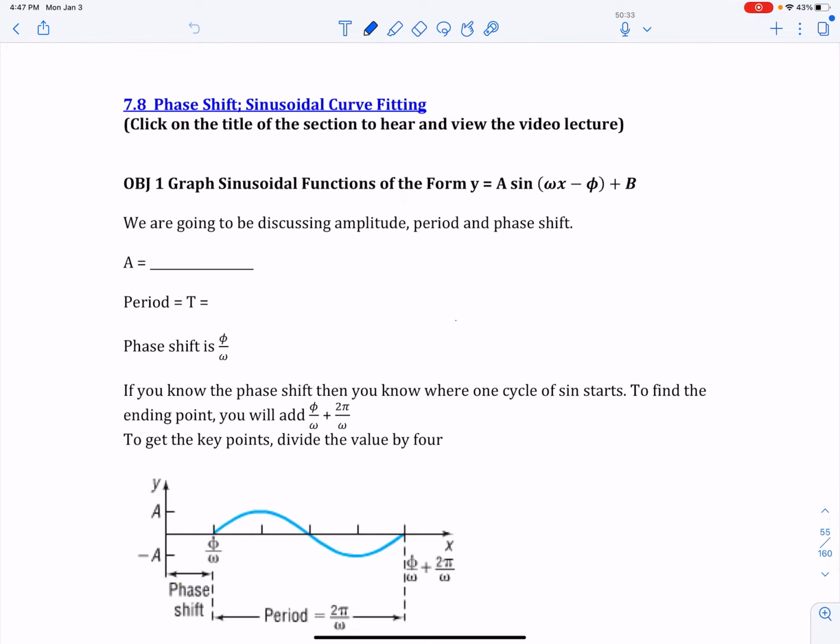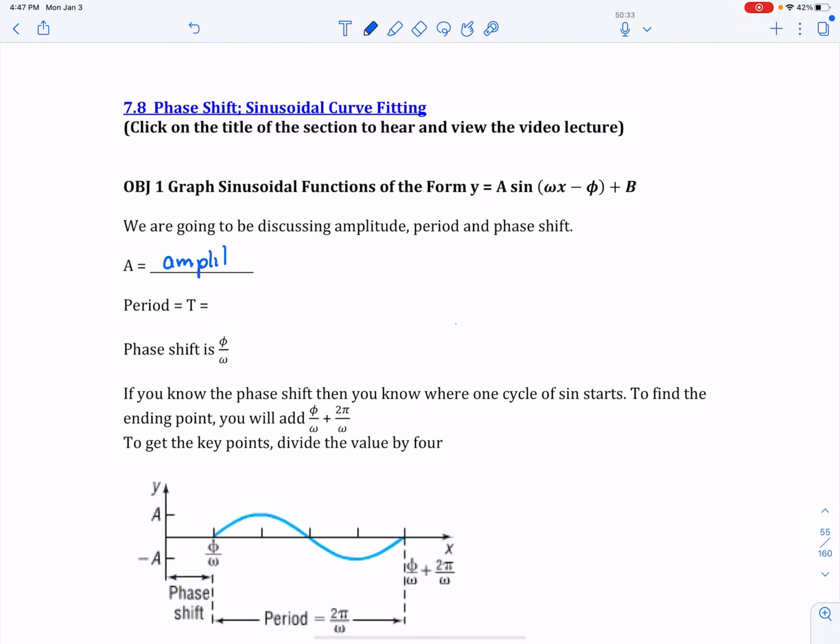This is 7.8, phase shift sinusoidal curve fitting. So the first objective we're going to look at, we're actually going to graph sinusoidal functions of the form y equals a sine omega x minus phi plus b. Just as before, the a is going to be the amplitude, and the period is T, which is 2 pi over omega. Both of these are found the same way we did before in 7.6 and 7.7.